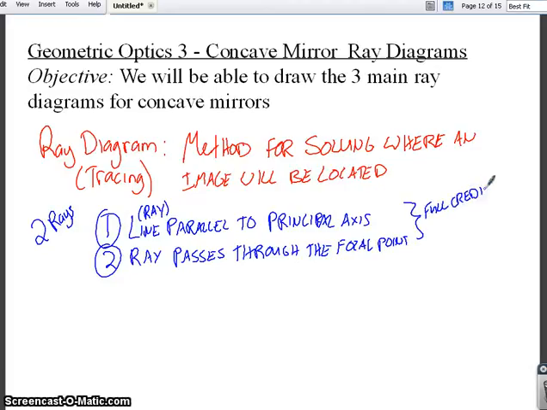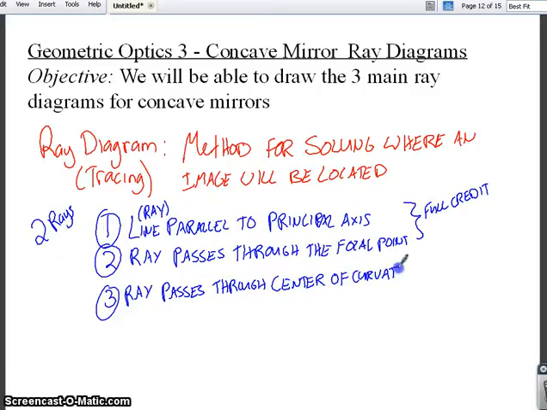Okay, there is a third ray that you could draw, and this is a ray that passes through the center of curvature, or the radius of curvature. And some textbooks show it, some textbooks don't. You typically never need it in order to get full credit on a test, but I will show you what it is on the first one just to give you an idea. Because if you're looking in your textbook, you might see this and go, what about this one? The reality is you need two, but you can use three if you want to do a little bit extra.